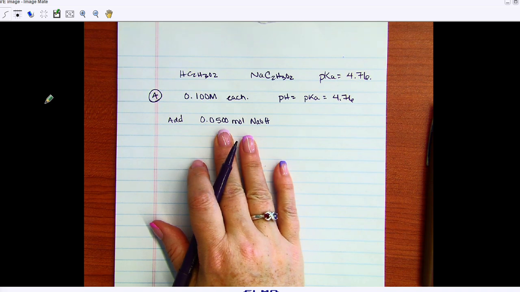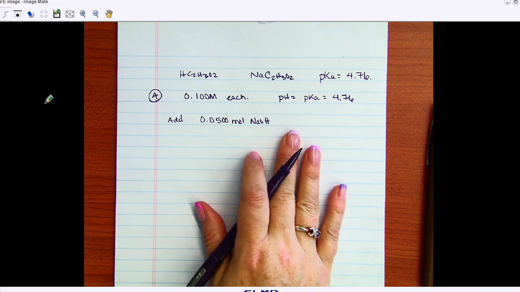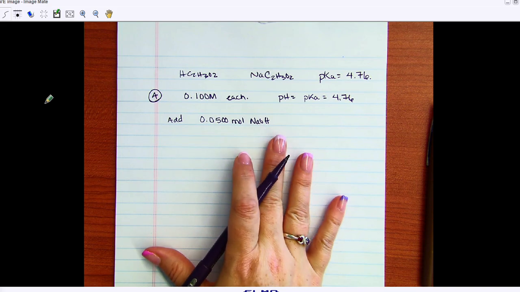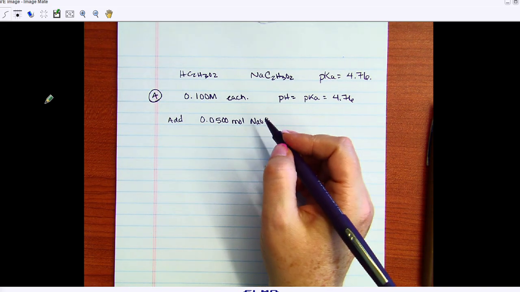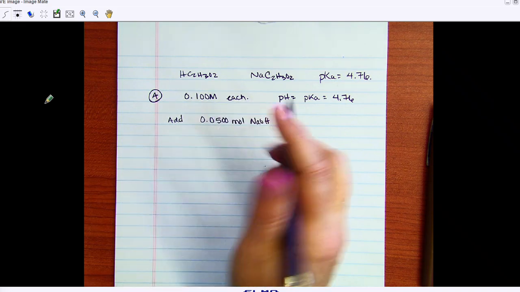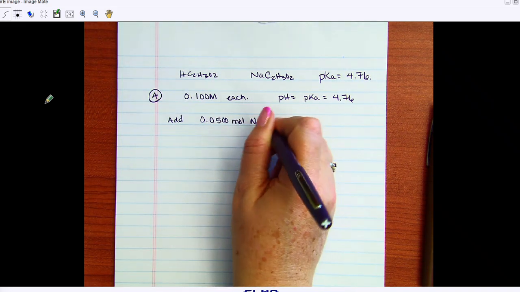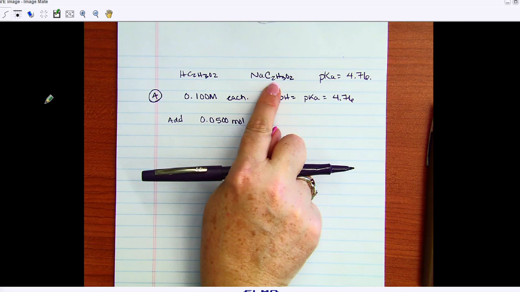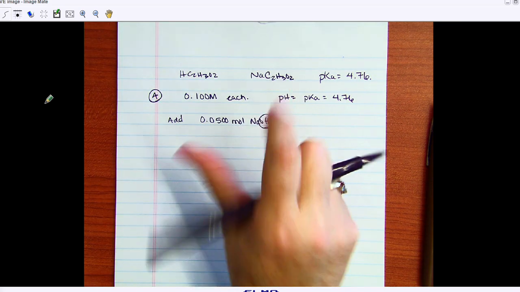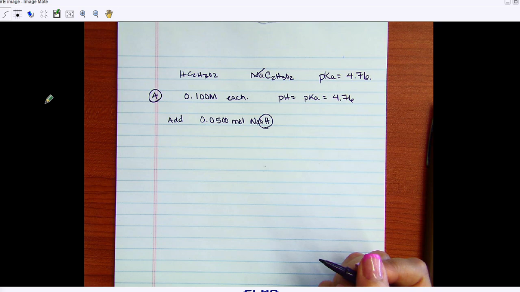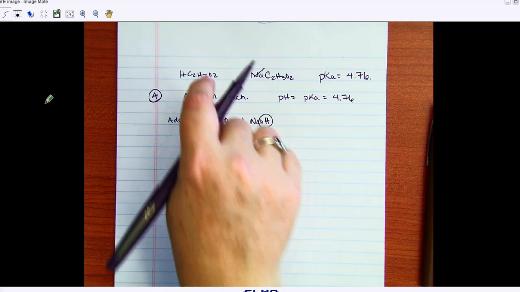So hopefully you paused and you started doing this yourself and see that you can do it. So I'm adding this base, and this is a 0.1 molar of each one of these. Who is the base reacting with? Is it going to react with the acid, or is it going to react with this conjugate? Because remember, we don't care about sodium. It's going to react with the acid.